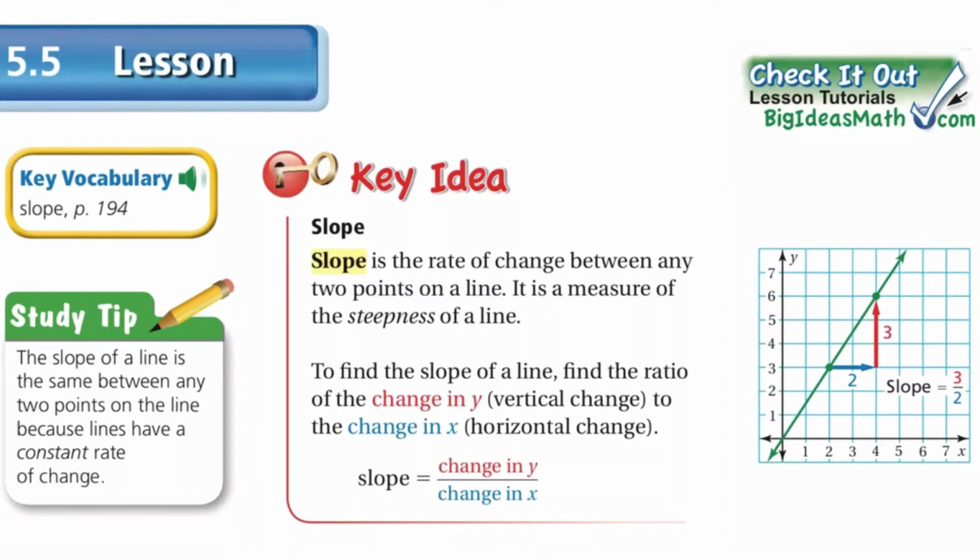To find the slope of a line, find the ratio of the change in y, that's the vertical change up and down, to the change in x, the horizontal change, side to side. And to find the change in something, we subtract. So we're going to find the slope by finding how much it goes up and putting that over how much it goes over. Let's see what we mean.